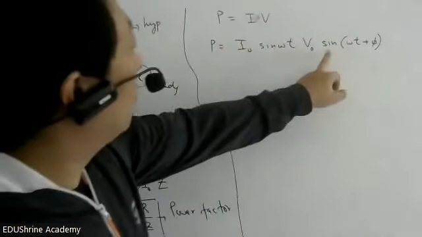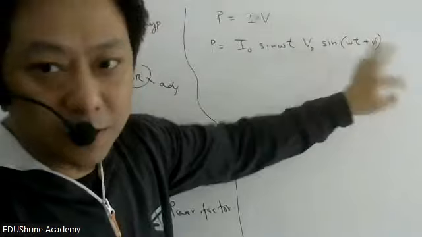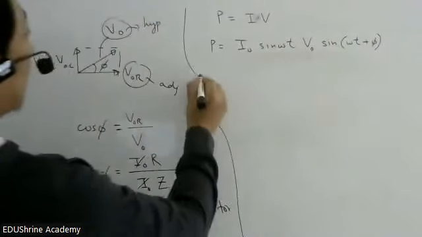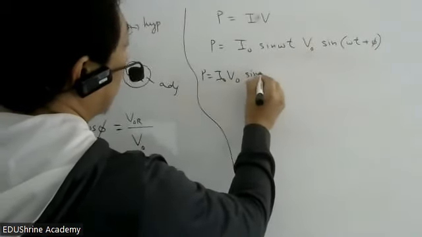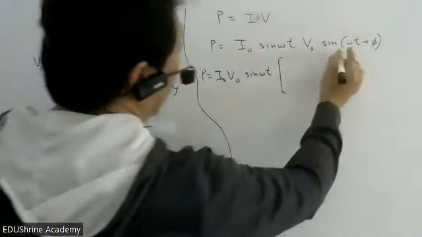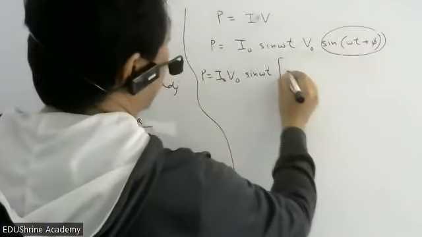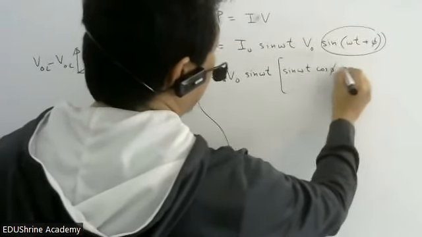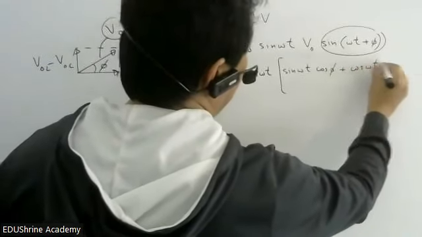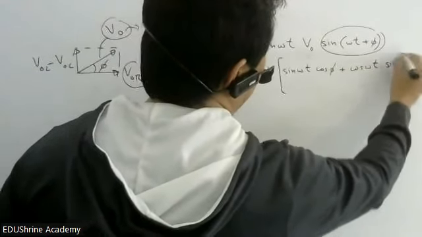Then you use here the formula sine A cos B plus cos A sine B. First of all, your I naught V naught will come outside, sine omega t. And here you use the formula sine A plus B: sine A cos B plus cos A sine B. Any problem till now?